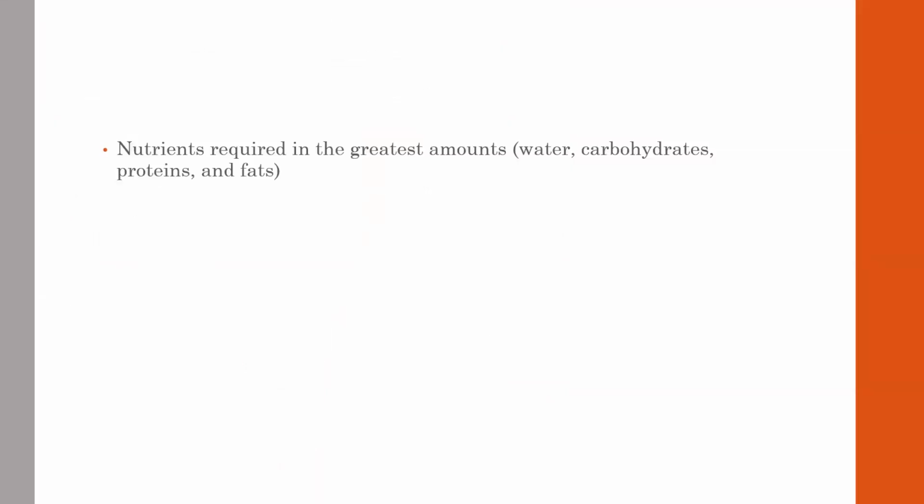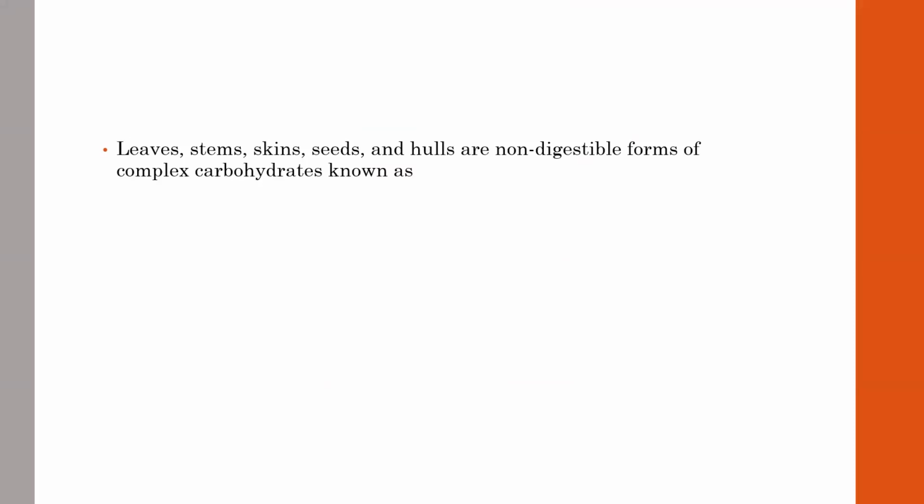Nutrients required in the greatest amounts are water, carbohydrates, proteins, and fats. These are macronutrients. Leaves, stems, skins, seeds, and hulls are non-digestible forms of complex carbohydrates known as dietary fiber.